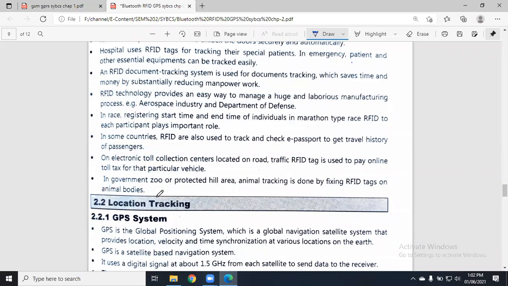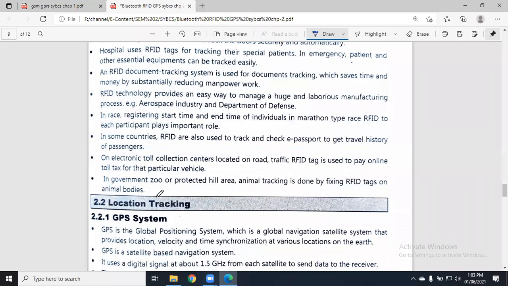In races, for registering the start time and end time of individuals in marathon type races, RFID given to each participant plays an important role. Each and every participant has their own unique RFID. So you can identify which participant started his or her race at which time, and when he or she ended the race. With the help of RFID, you can easily detect the initial and final timing of the candidate.